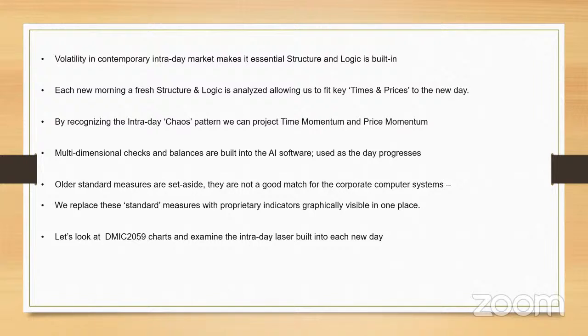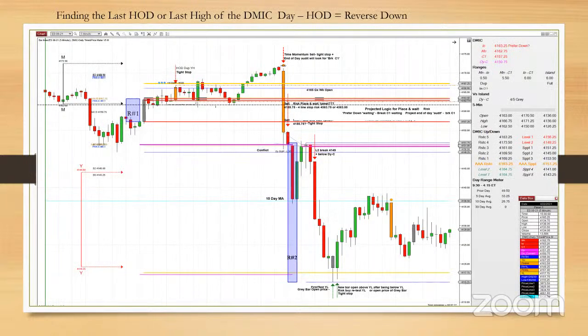Multidimensional checks and balances are built into the software and used as the day progresses. Older standard measures are set aside. They are not a good match for corporate computer systems. We replace these standard measures with proprietary indicators graphically visible in one place. Let's look at DIMC 2059 charts and examine the intraday laser built into each new day. All of the following charts are from the last 4 months and will integrate the points mentioned, showing examples of varying intraday structure and logic setups.